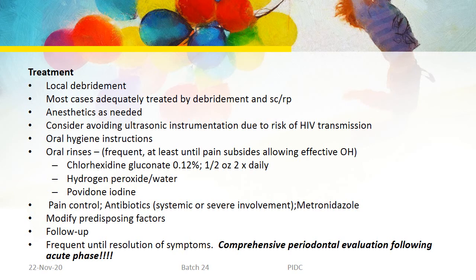Oral hygiene instruction and oral rinses such as chlorhexidine, hydrogen peroxide, and povidone iodine are required. Pain control or antibiotics with antimicrobials such as metronidazole are to be taken. Modify the predisposing factors. Follow up frequently until the resolution of the symptoms. A comprehensive periodontal evaluation is required following the acute phase.